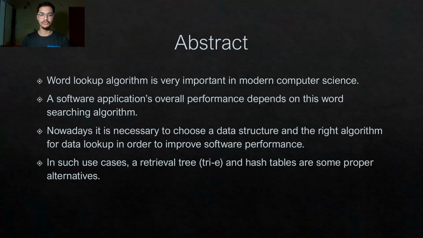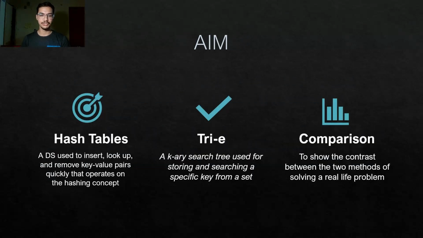Word lookup algorithms are indeed crucial in modern computer science, as they play a significant role in improving software performance, especially in tasks like text search, spell checking, autocomplete, and data retrieval. In this demonstration, we are going to use two data structures, the hash table and the trie, compare them, and show how we can use them for efficient word storage and retrieval.